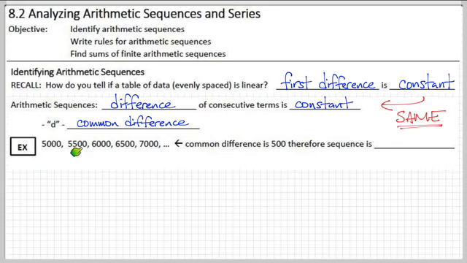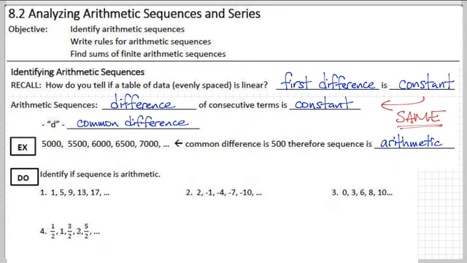So we have right here an arithmetic sequence. We see that between every single term here, it's plus 500. So in this case, we say that d is 500. That is our common difference. And because of that, we call this an arithmetic sequence. Okay, so why don't you go ahead and, for the next four sequences, determine whether they are arithmetic or not. I'll pause it right here and I'll begin back in 1, 2, 3.